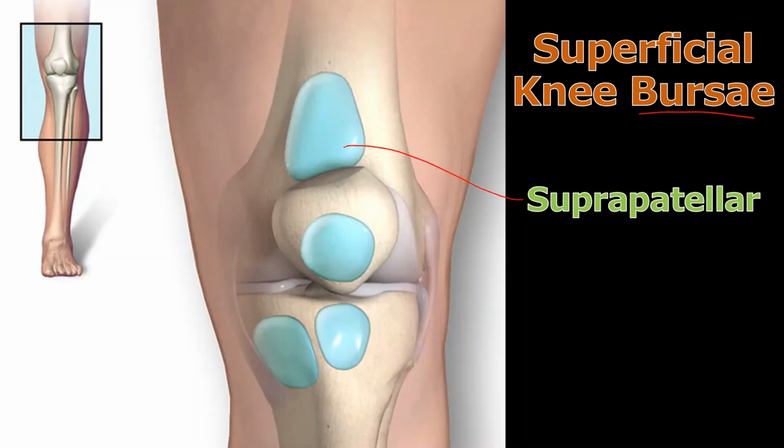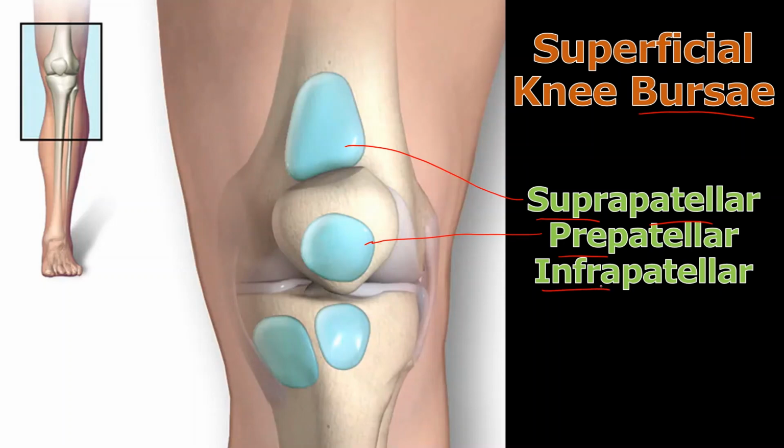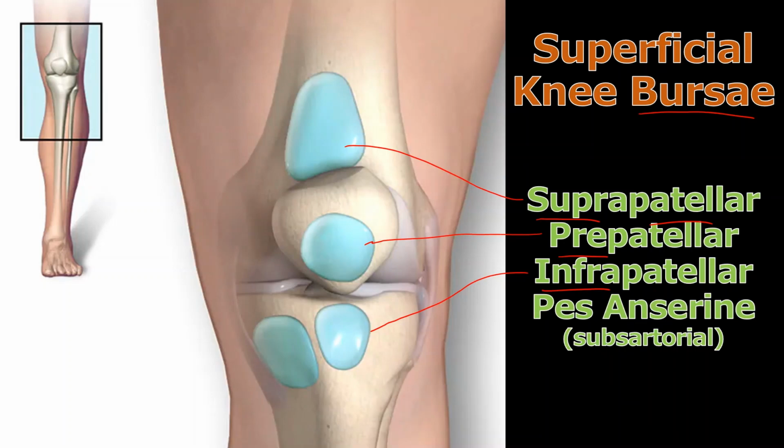The top one here is called the suprapatellar because it's above the patella. There's one that's in front of the patella, anterior to it, so that's called the prepatellar bursa. There's one underneath the patella called the infrapatellar bursa. And there's one over here. Sometimes it's referred to as the pes anserine bursa, or sometimes it's called the subsartorial bursa. Now, pes anserine is the one I've heard the most, but I do see subsartorial in some texts. So there are 4 superficial knee bursa.